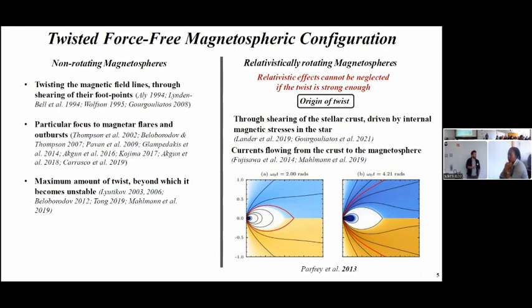Twisting a magnetosphere can happen through shearing of the stellar crust driven by internal magnetic stresses in the star, or through currents flowing from the crust to the magnetosphere.